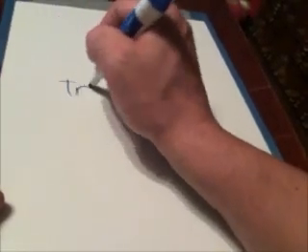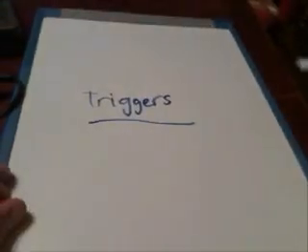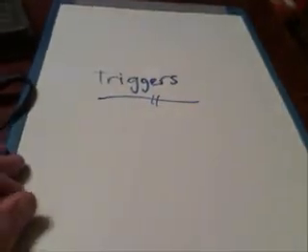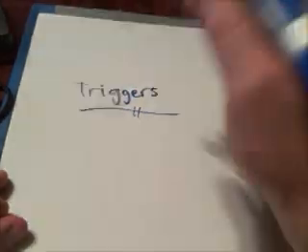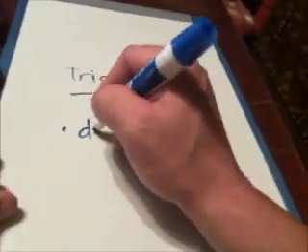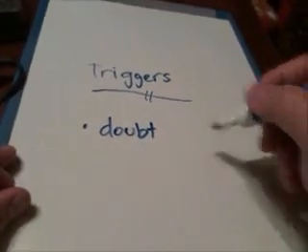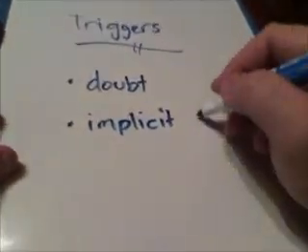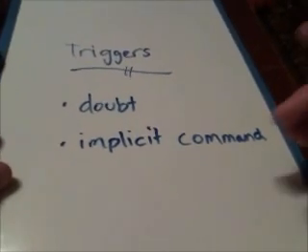Okay, so what exactly are the triggers? The triggers of the subjunctive clause. What I mean by that is what causes a clause to be in the subjunctive. Let me show you. If the indicative clause has anything to do with doubt, then most likely you're going to get a subjunctive clause following. If it is an implicit command, then you will get the subjunctive following.